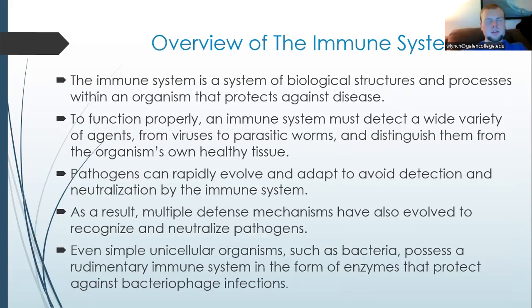All right. So when we talk about the immune system as a whole, it's the system of biological processes and structures that are able to protect against disease. We protect against a variety of things like viruses, bacteria, and parasitic worms, and we have to be able to distinguish them from our own tissues. So we have multiple defense mechanisms, right? We get an initial response from the innate immunity and then an adaptive response over time from the T cells and B cells.